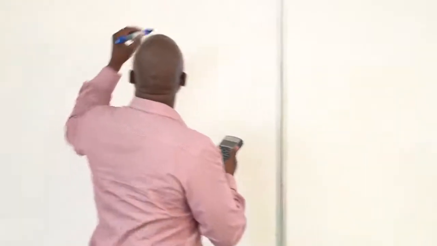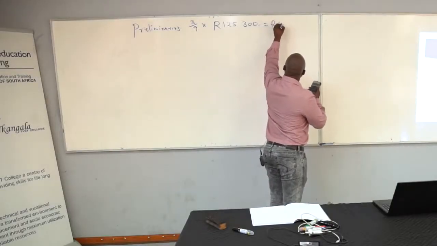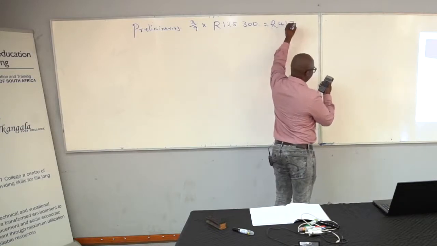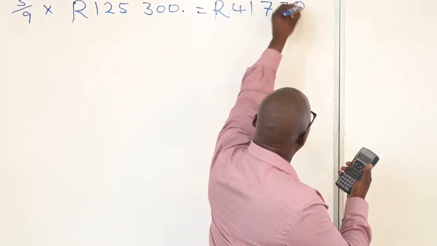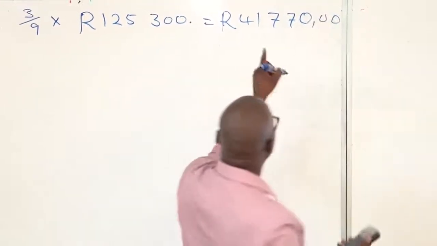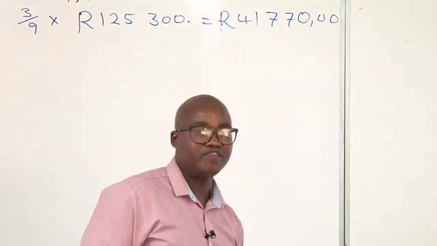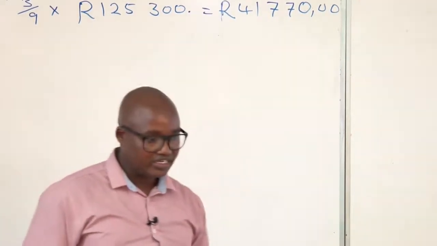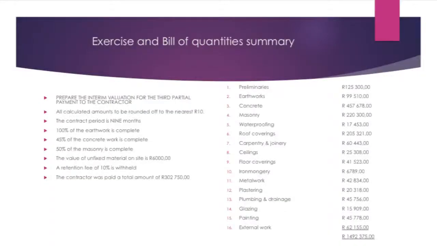So we will have 41,770. When we round it to the nearest 10 rand, it will give us 41,770. Moving forward, we have the earthworks.